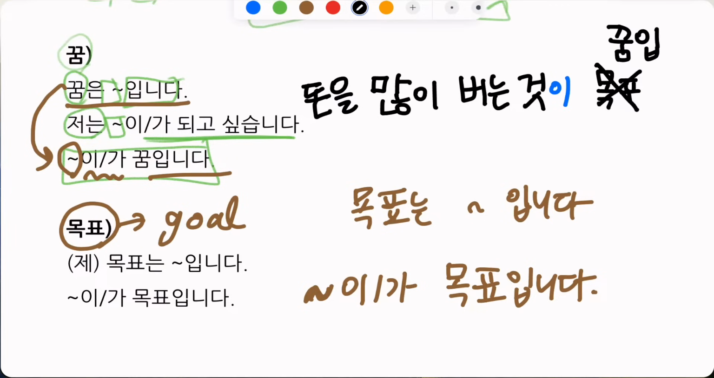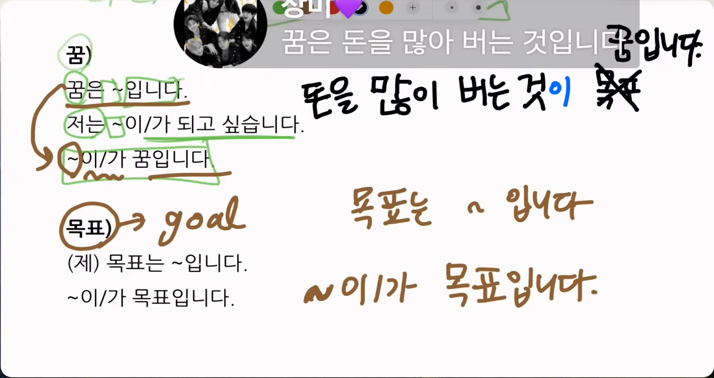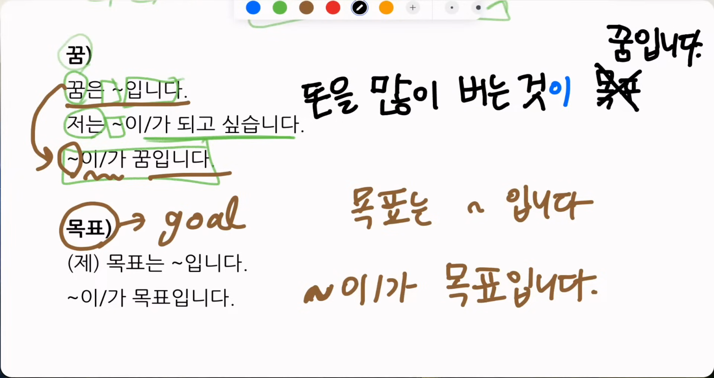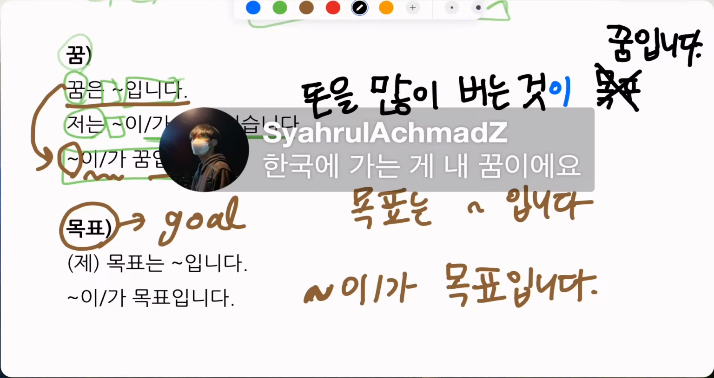꿈입니다. 좋아요. So that's how you can reverse 장미님's dream. My dream is earning a lot of money, and earning a lot of money is my dream. Both work fine, but you have to be careful with the particle. 그다음에 yes, you're doing it correctly. 한국에 가는 게 내 꿈이에요. 그렇죠. You use it correctly.